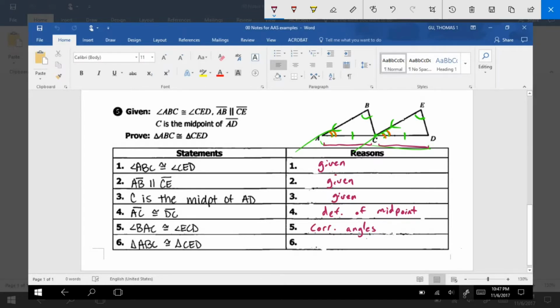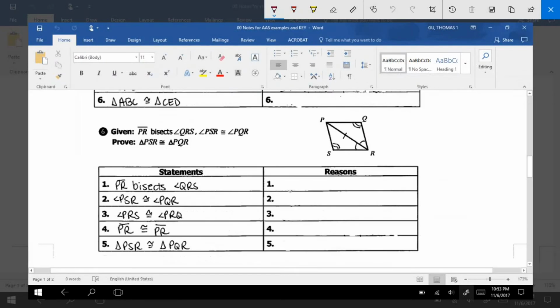All right. And last, number 6, triangle ABC is congruent to triangle CED. That's what we're trying to prove. How do we know that? Because look, we've got an angle right here, another angle right here, and our side, which is AC and CD. We have an angle, side. So once again, angle, side. Boom, we have proved it.